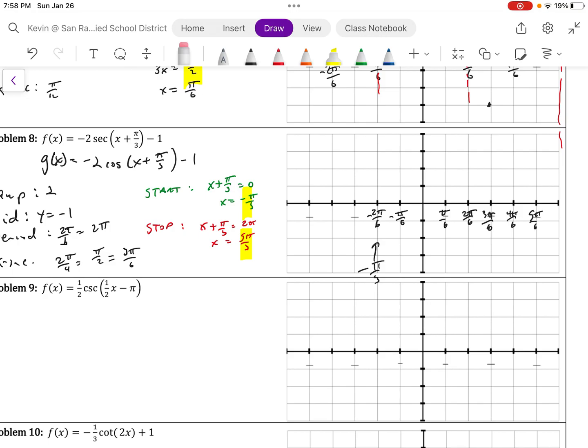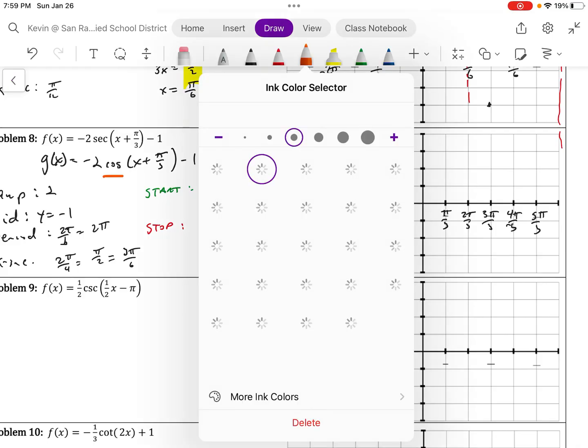Oh shoot, I need to speak this out more. That's going to be pi over 3. Okay, so I've got to come back here because we don't have enough space. So these actually need to go. We'll make these pi over 3. Pi over 3, 2 pi over 3, 3 pi over 3, 4 pi over 3, 5 pi over 3, and then negative pi over 3. Yeah, that's right. Okay. And this is based off of cosine.